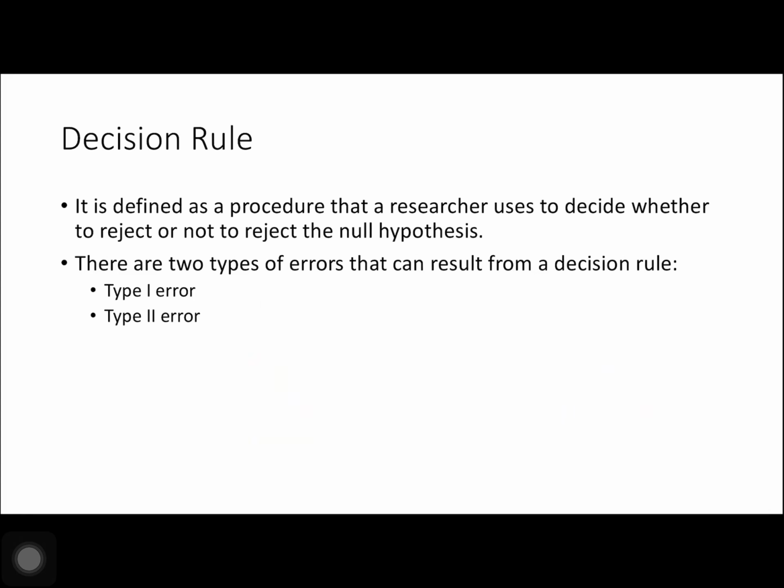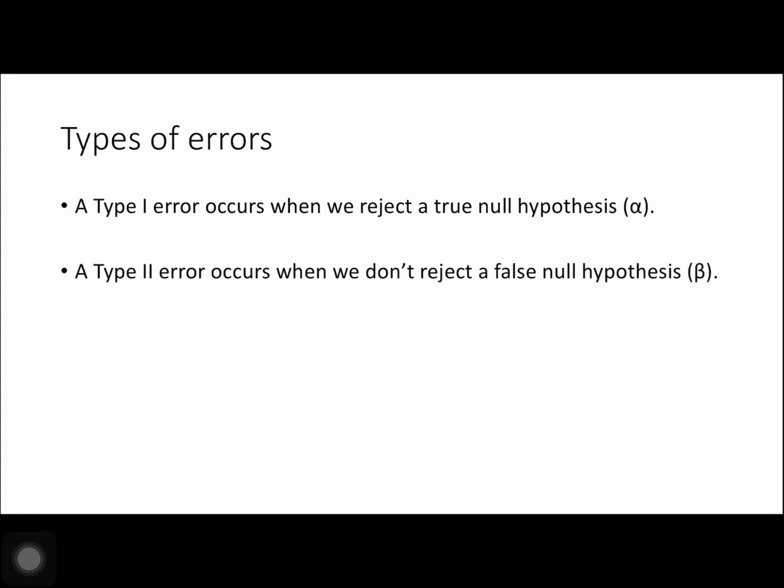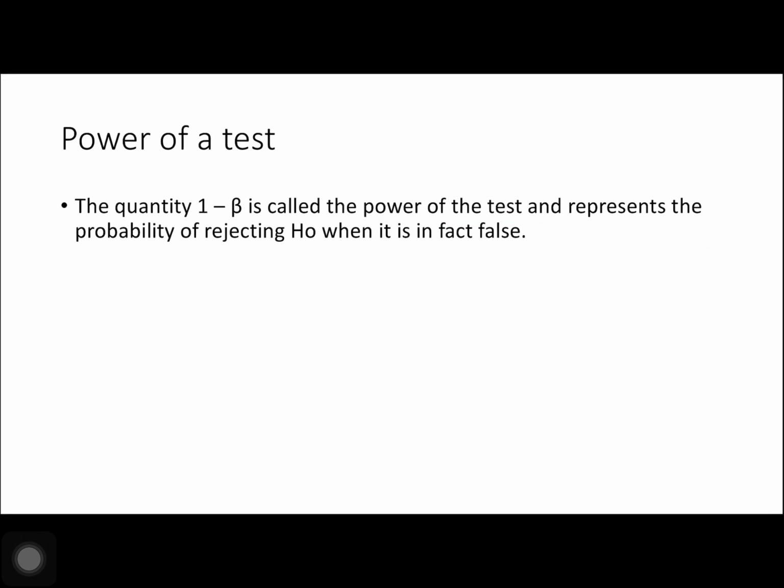Okay? So, there are two types of errors that can result from a decision rule. It can be a type 1 or type 2 error. The type 1 error occurs when we reject a true null hypothesis. That is alpha. Type 2 error occurs when we don't reject a false null hypothesis. That is beta. Then, the power of a test. The quantity 1 minus beta is called the power of a test and represents the probability of rejecting the null hypothesis when in fact it is false.